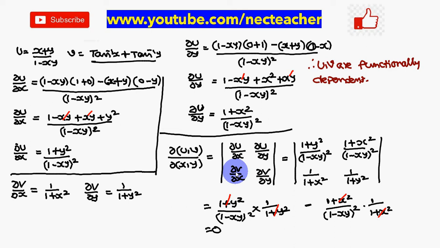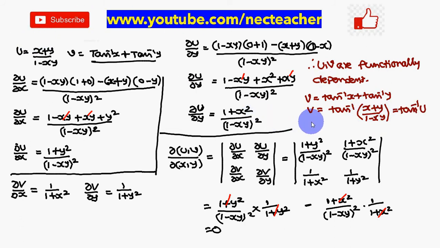What is the relation between these two? Take v, which is tan inverse x plus tan inverse y. We have a formula: tan inverse a plus tan inverse b means tan inverse of (a plus b) by (1 minus ab). If you consider (x plus y) by (1 minus xy), this is nothing but u. Therefore v is equal to tan inverse u is the relation between u and v.